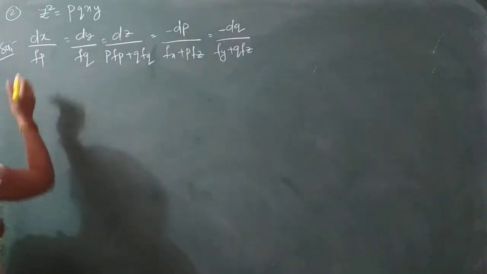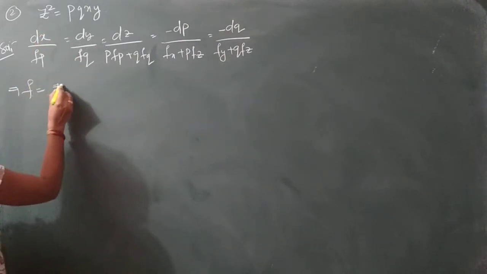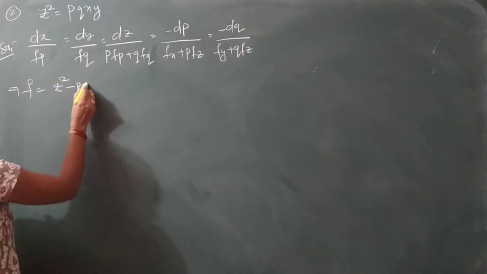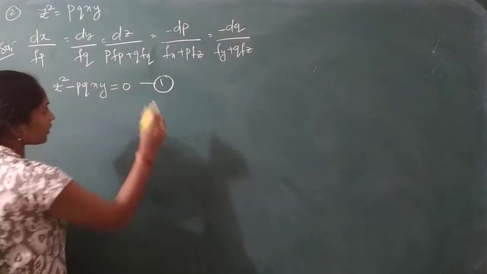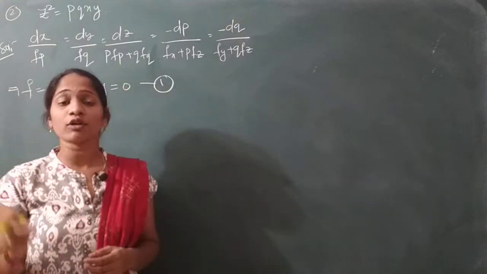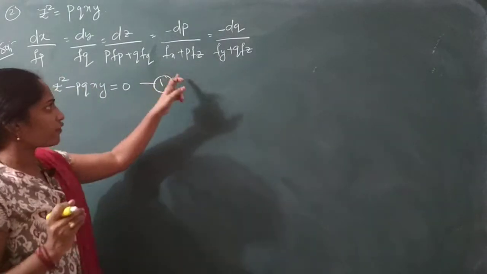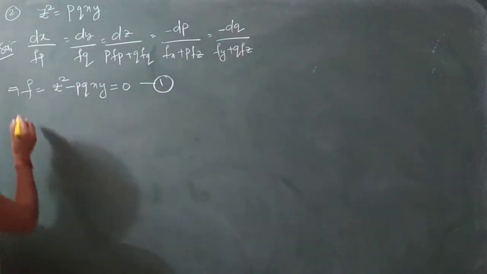Now, coming to the solution, convert. Here f is equal to z square minus pqxy equals 0. Let it be equation 1. Now next, what do you have to do? You have to find out all the terms: fx, fy, fz, fp and fq. Now let's find out the terms.